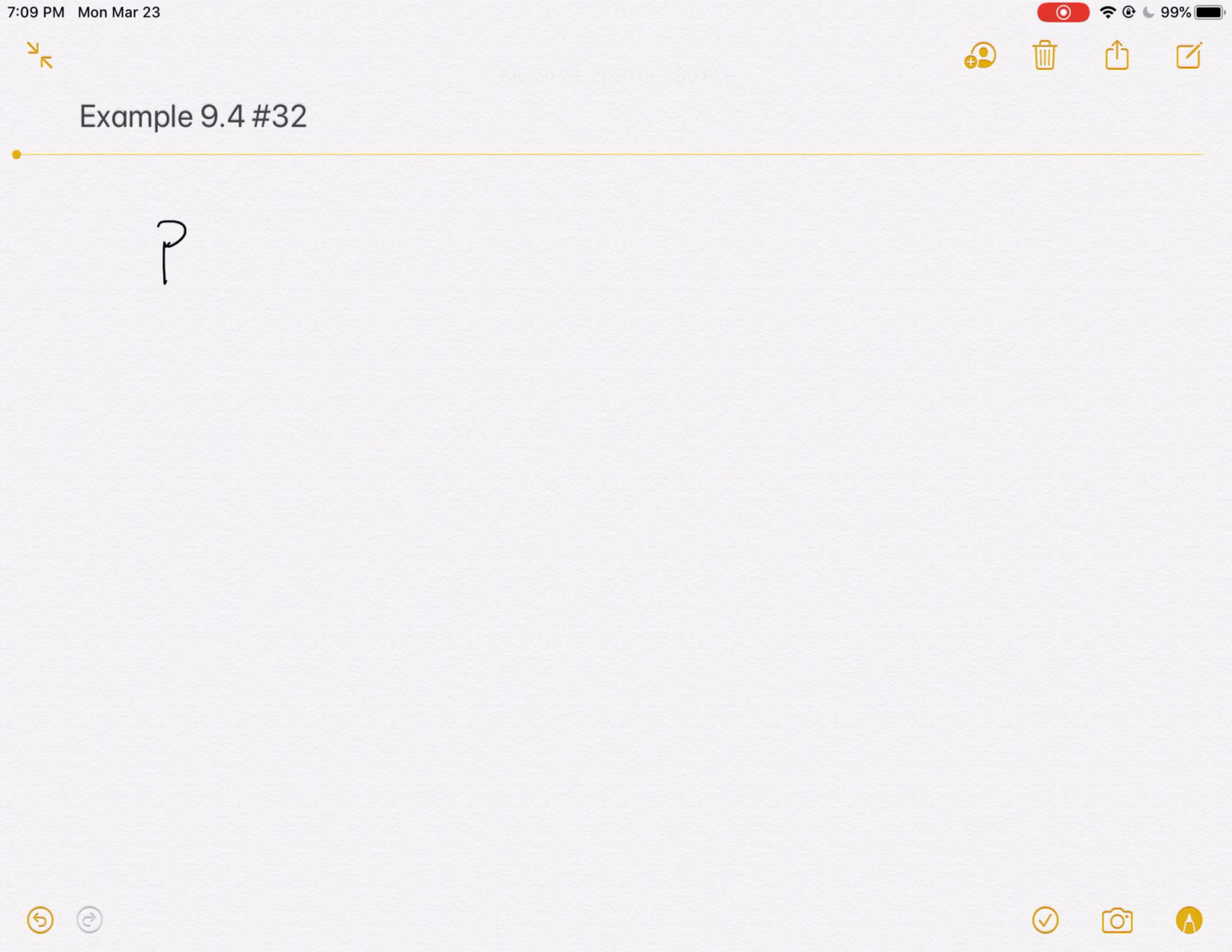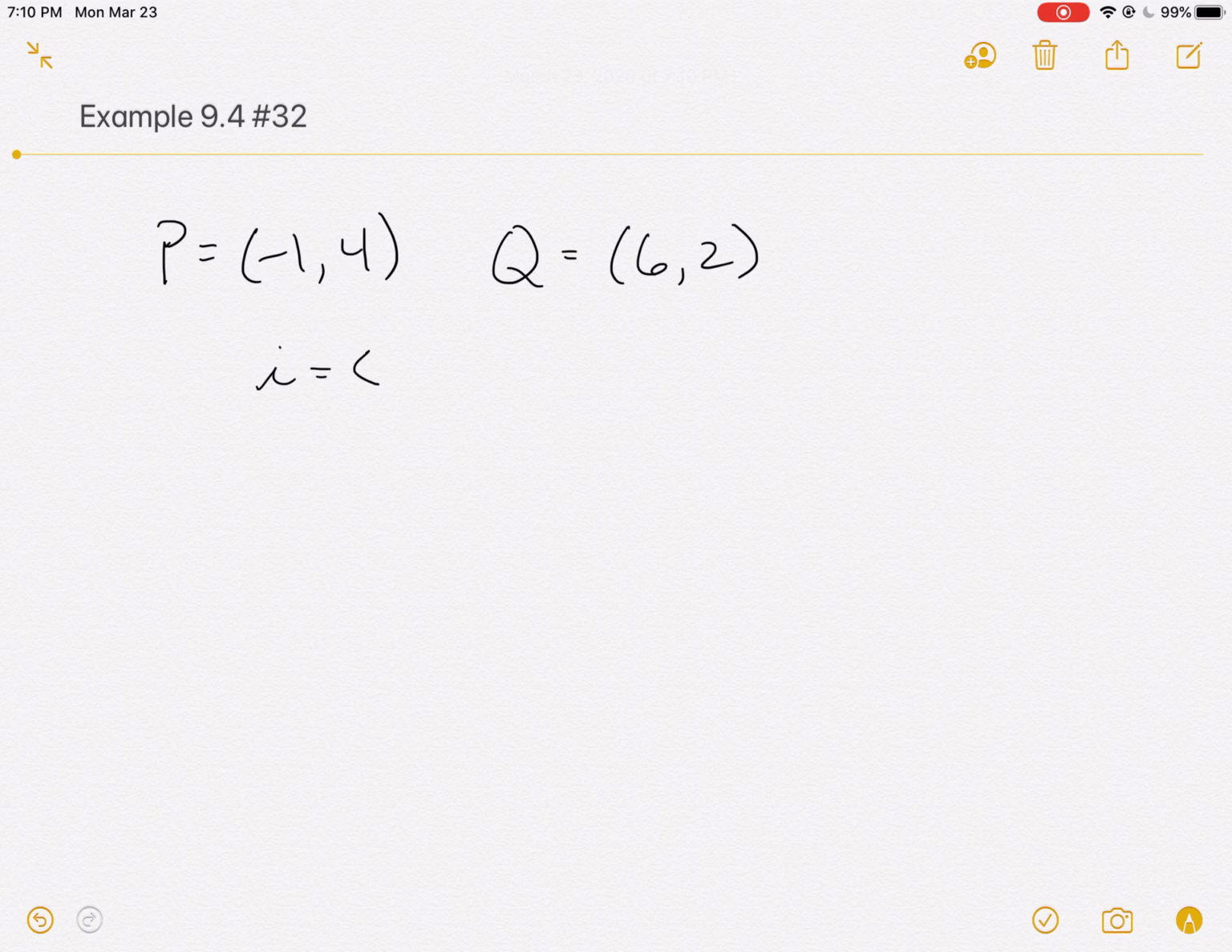And so as we work in the first real block of problems like number 32, we're given an initial point P, which is negative 1, 4. And we're given a terminal point Q, which they give us to be 6, 2. And as you remember from your trig days, the vector i is the positional vector 1, 0, and the vector j is the positional vector 0, 1. And so we describe everything in terms of i and j.